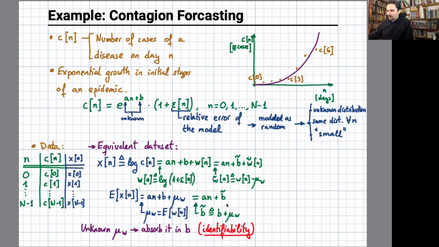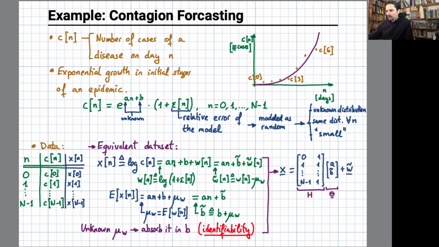And by using this notation, substituting it here, we find that our transformed data can be expressed as a n plus b tilde plus this w tilde, which is just the result of subtracting the mu from w. So from the left-hand side to the right-hand side, we have moved the mean of w from w into b tilde.